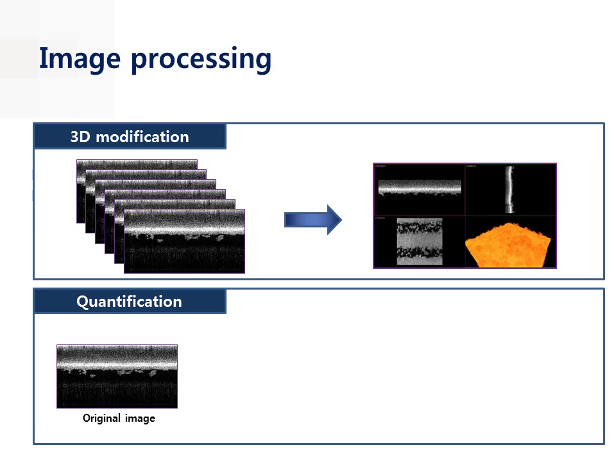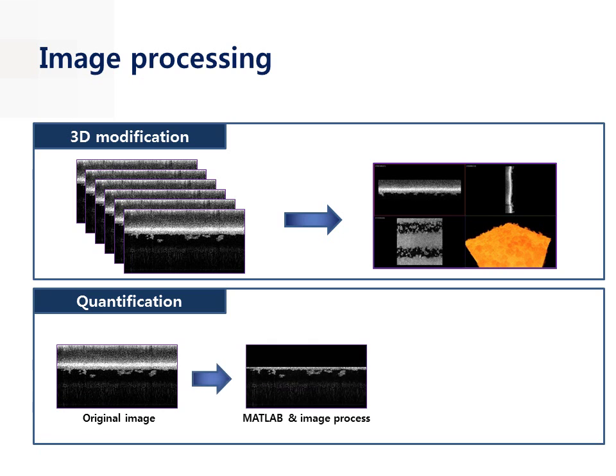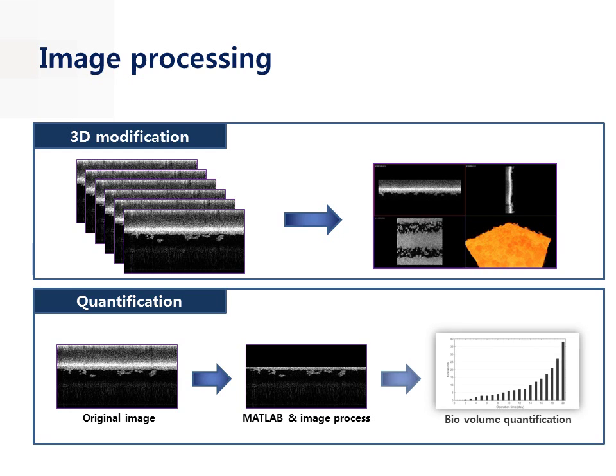From the original image, we extract only the fouled area using MATLAB and an image processing tool. Then the extent of biovolume growth is calculated by counting the pixels of the fouled area. Through this process, finally the quantification of biovolume is determined.